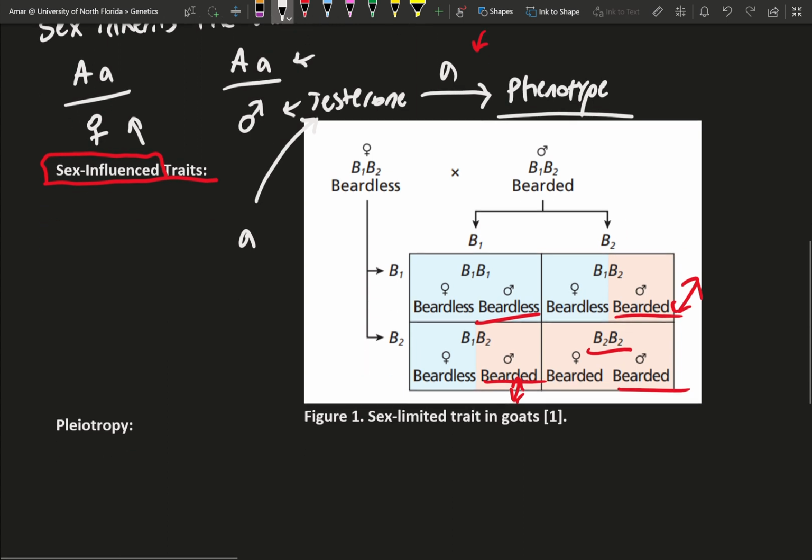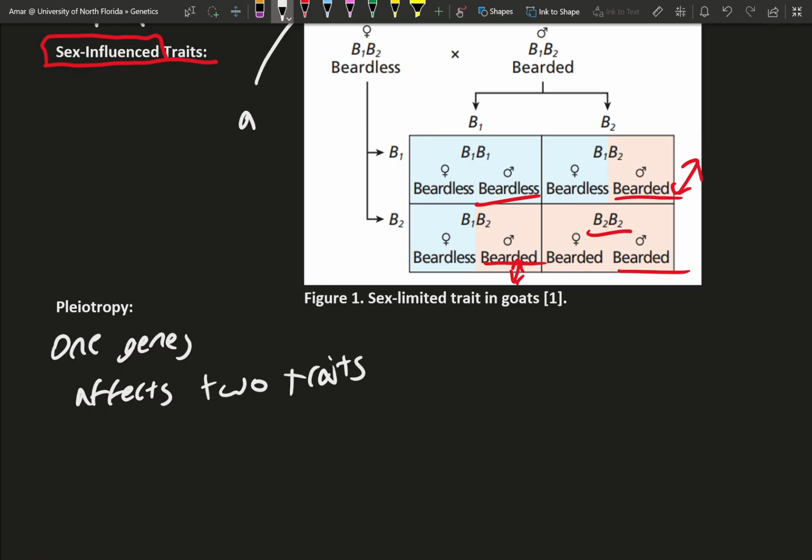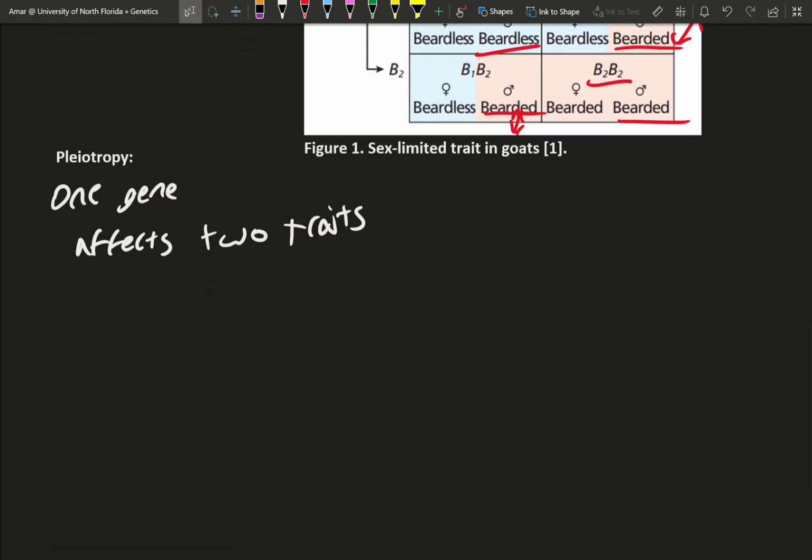And then pleiotropy. A lot of people make this one harder than it has to be, honestly. Pleiotropy is basically one gene affecting two traits. That is all pleiotropy is. It's basically just a single gene affecting two different traits. And one of the things that you're going to see with pleiotropy is that, let's say we have two different traits which are big and tall. They're always going to be big A. And then if you're small and short, you're going to be little a.